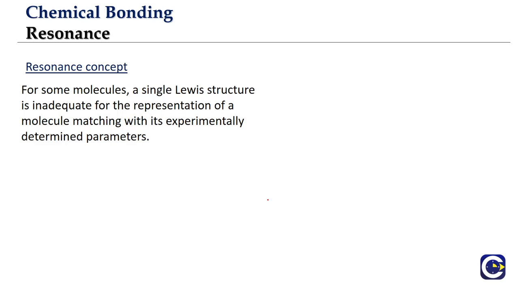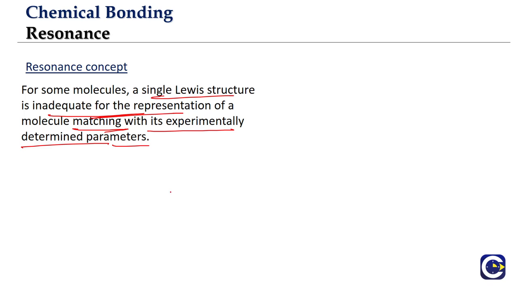So what is this resonance? For molecules, based on the Lewis theory, we said we can draw the Lewis structures. But in some cases, a single Lewis structure may be inadequate for the representation of a molecule, matching with its experimentally determined parameters. What is the meaning of this?